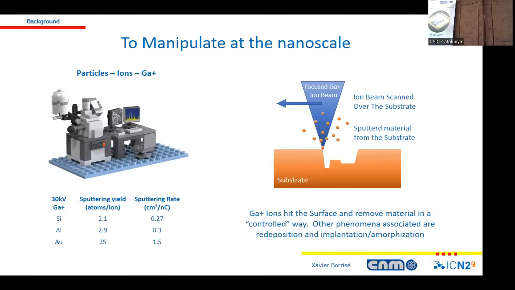So we can control very well the dose, so the number of ions we are sending to the surface. Then we can control very well the depth we reach and the geometry we are making. So in that case, we are directly modifying the surface, also with a focused beam. It's the same idea. We have gallium, and we are focusing this beam on the surface, and then we remove material. Of course, it's not as simple a process. There are also some phenomena associated, like redeposition, amorphization of the surface, and so on and so forth. But that's the basic idea.